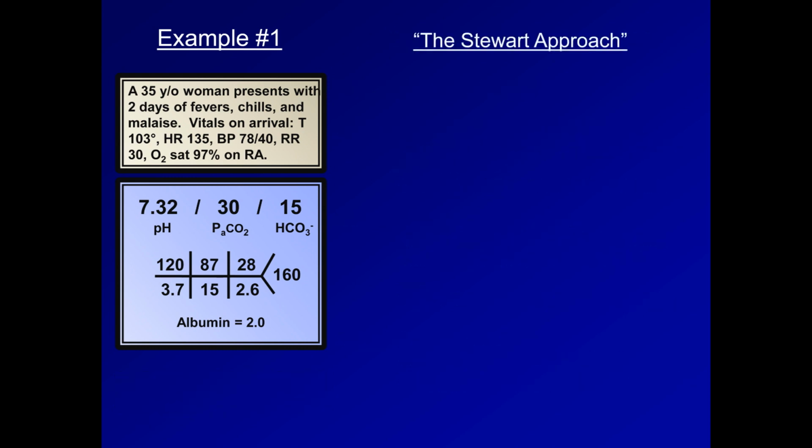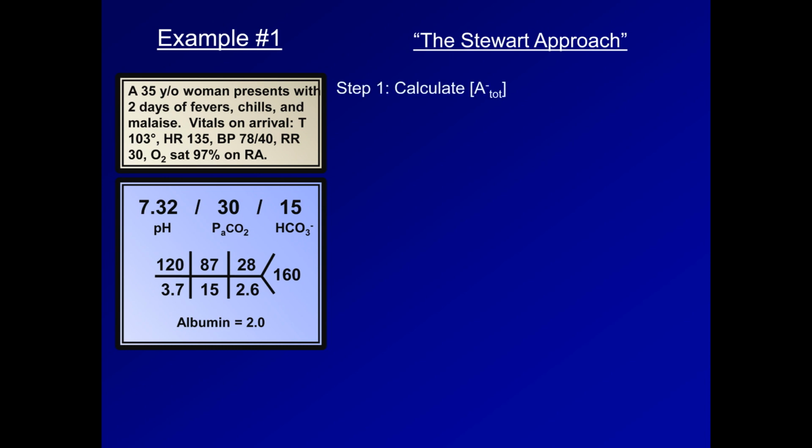But how could you use the Stewart approach? Remember that there is no remotely standardized algorithm to applying the Stewart approach to real-world bedside acid-base analysis. However, the following is a representation of an algorithm one could potentially use.